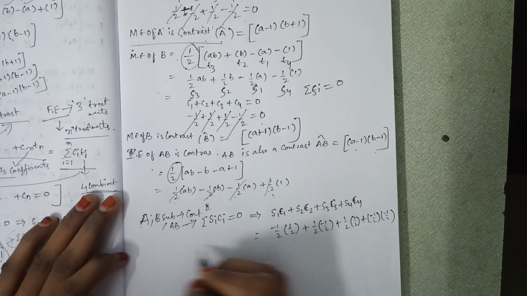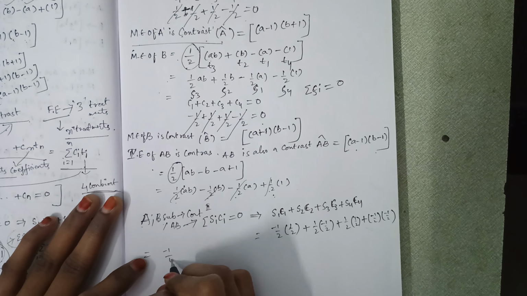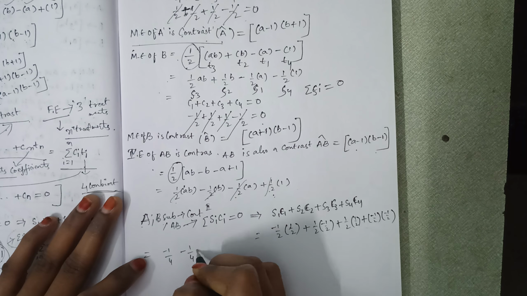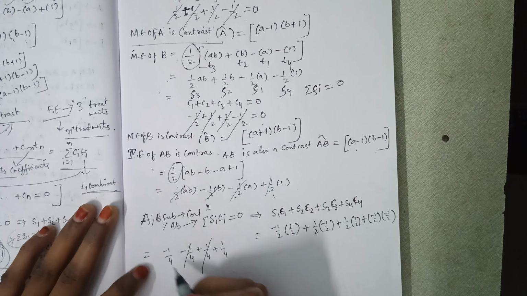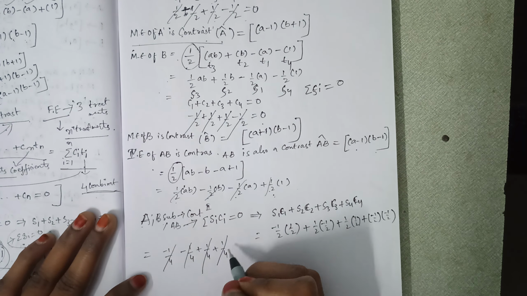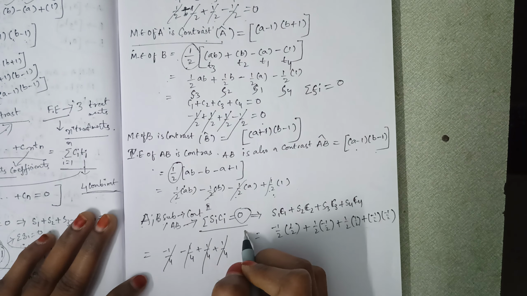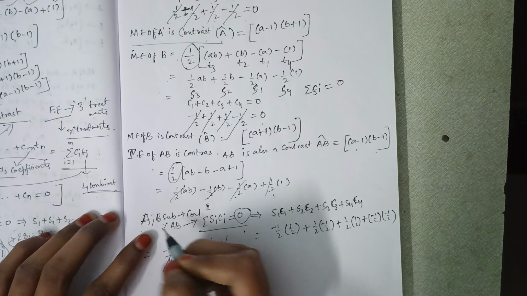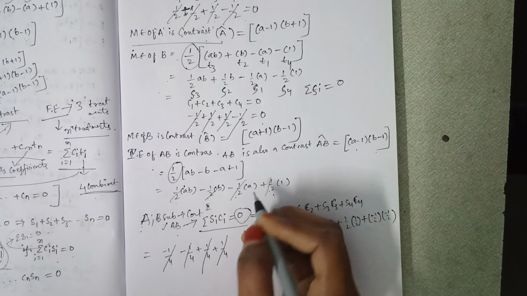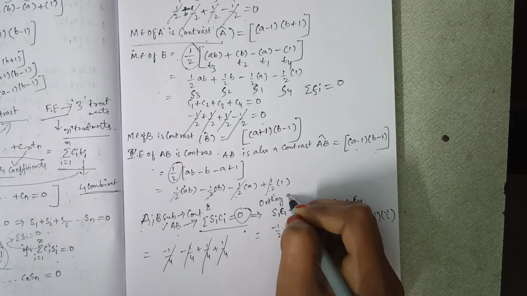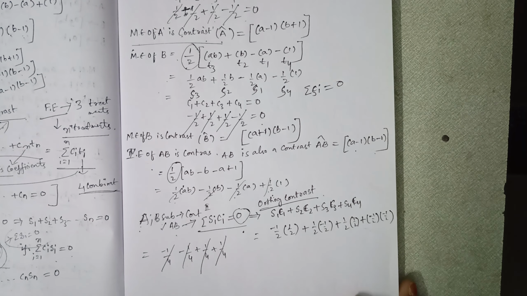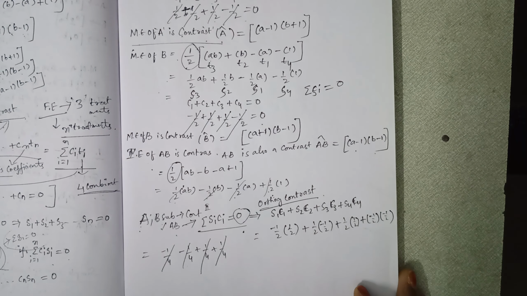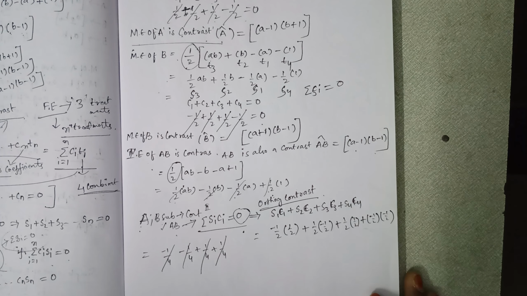So if you see here, minus 1 by 4, minus 1 by 4, plus 1 by 4, minus into minus plus 1 by 4. Minus 1 by 4 plus 1 by 4 cancel. Minus 1 by 4 plus 1 by 4 cancel. So we got this term equal to 0. So we can say that A, B and AB are mutually orthogonal contrasts. So in the next video we are going to see how we are going to fit the model.